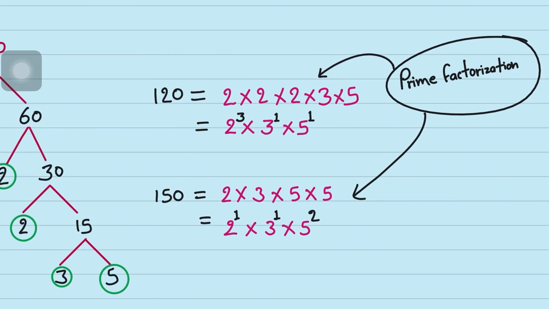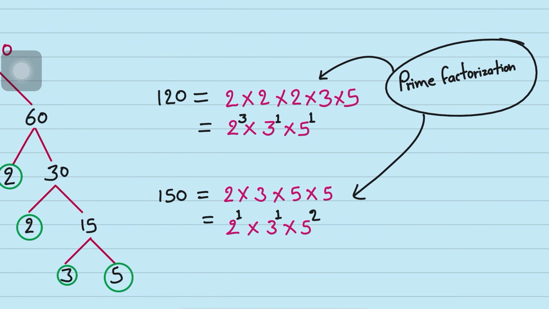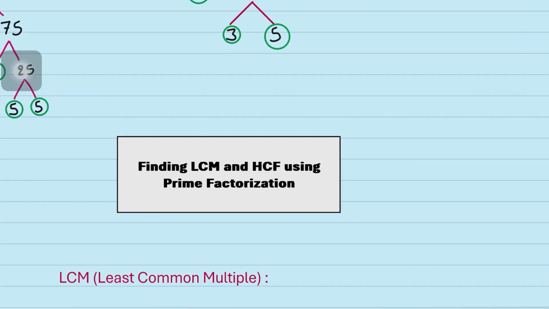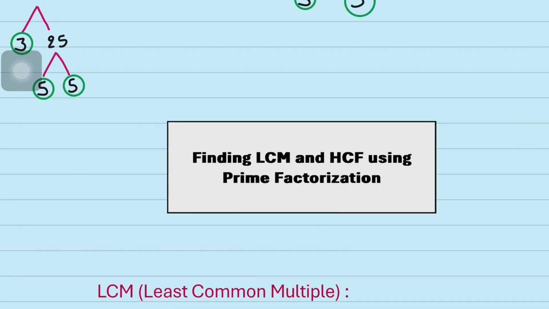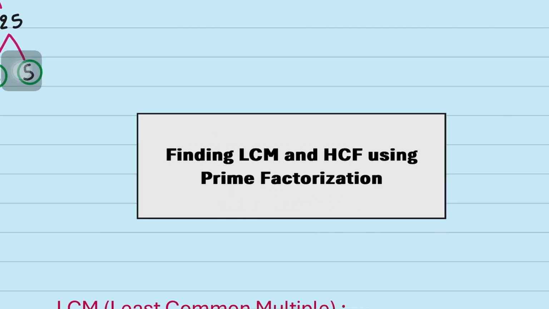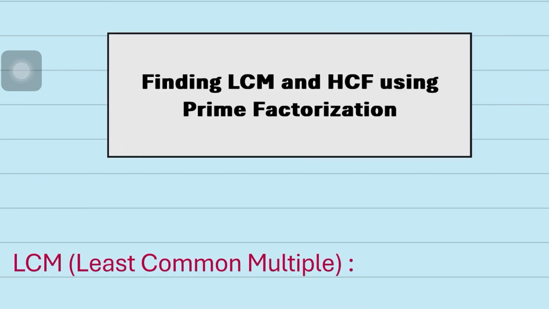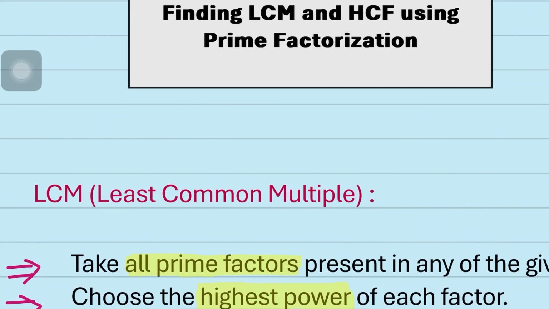Now the question comes, how do we use these prime factorizations or the factor trees? Well, we use them to find the LCM and HCF of any numbers. So this is our next topic: finding LCM and HCF using prime factorization. Now we just learned how to do prime factorization. Now we will use them to get the LCM and HCF of any numbers.